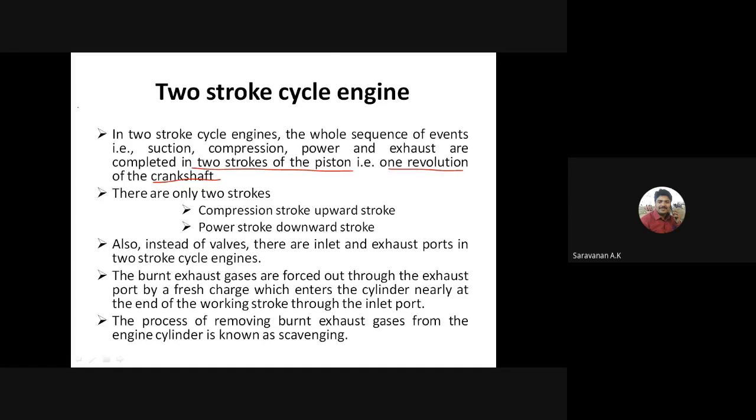So here we have a two-stroke engine, which has one upward stroke and one downward stroke, right? During the upward stroke, suction as well as compression takes place, and for the downward stroke, we get the power and the exhaust stroke, right?